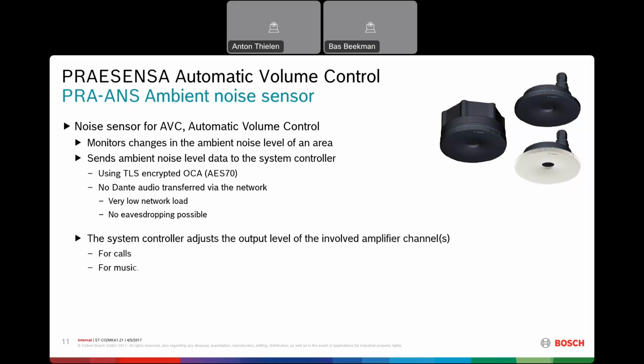So the system controller then adjusts the output level of the involved amplifier channels, and that could be for both calls and for music.